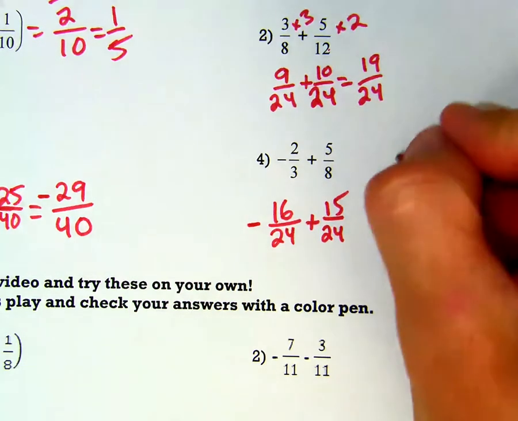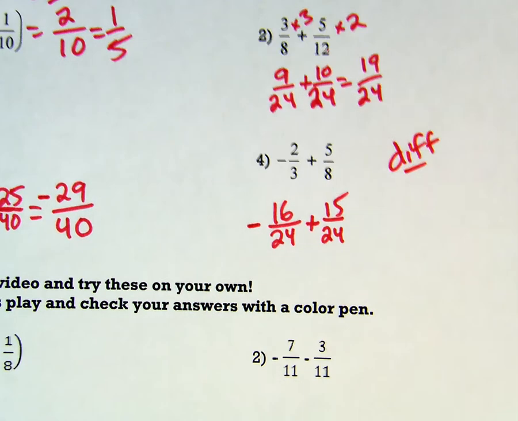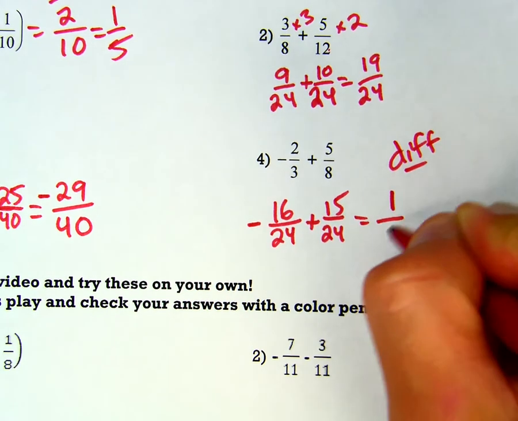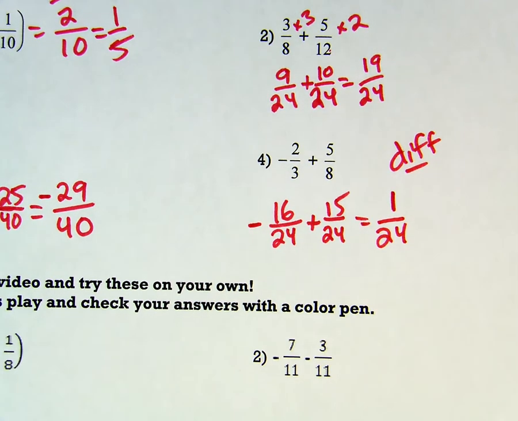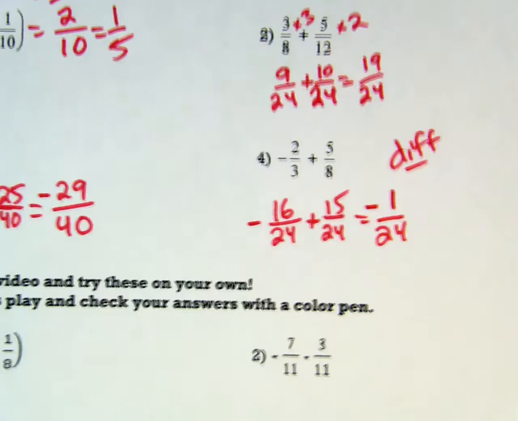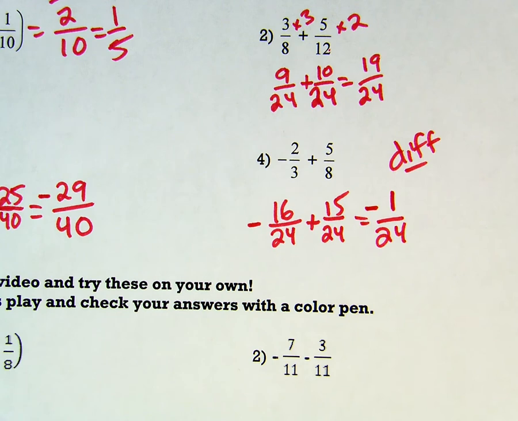I have a negative and a positive, so they are different. So I'm going to subtract them. So 16 minus 15 is 1, and then bring my 24 over. My 16 is a larger value than my 15, so my answer is going to be negative 1/24.